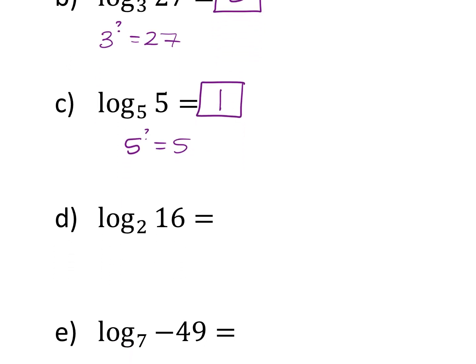What do you get for D? 2 to what power equals 16? So 2 times 2 times 2 times 2, right? That's 2 to the 4th power will get you 16.